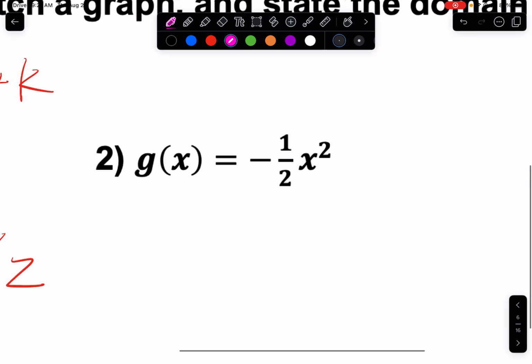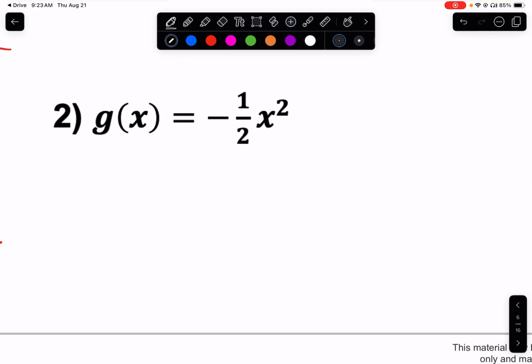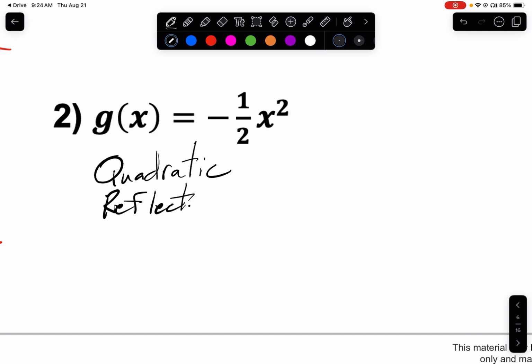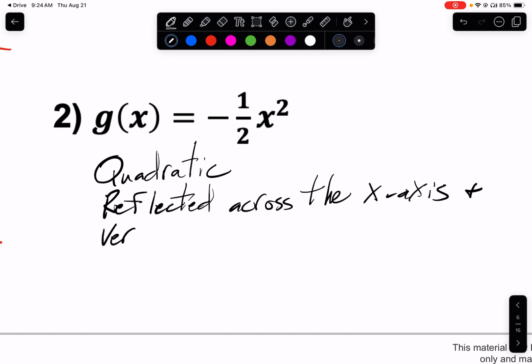Okay, for number 2, we have another quadratic. Okay, and again, we don't have any h values or k values, but we do have a negative. So this is reflected across the x-axis. And it also has a vertical shrink by a factor of 1/2.